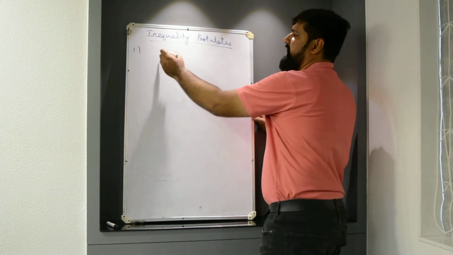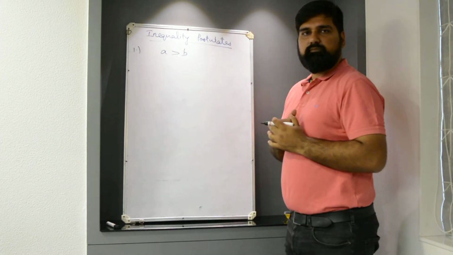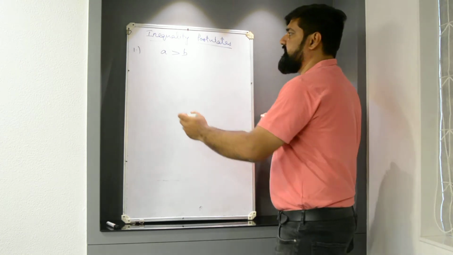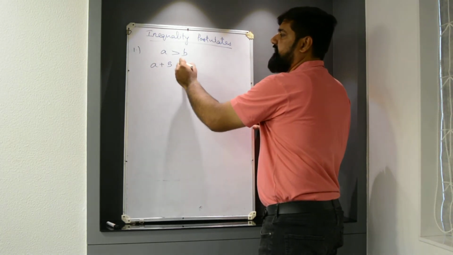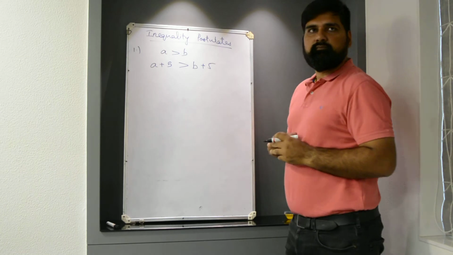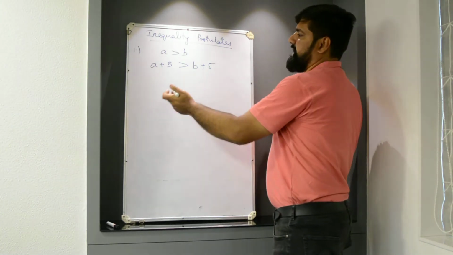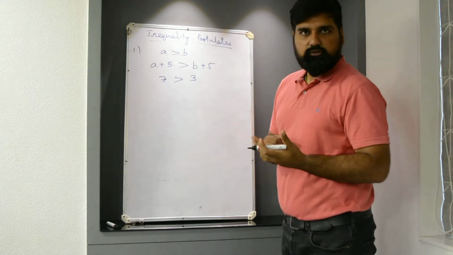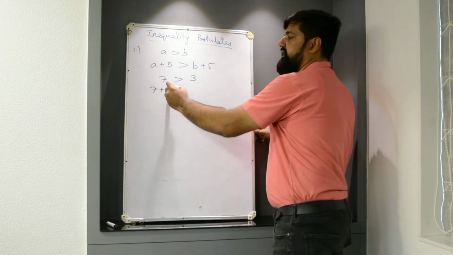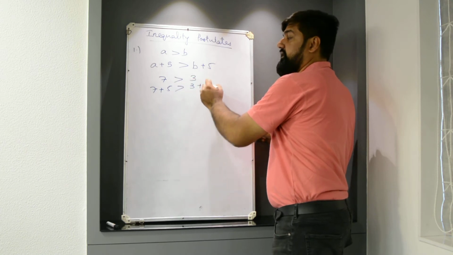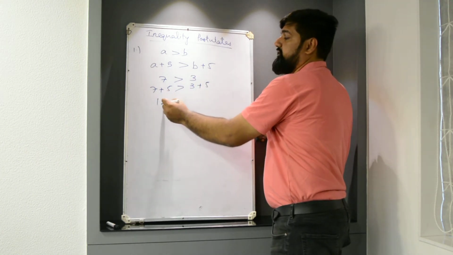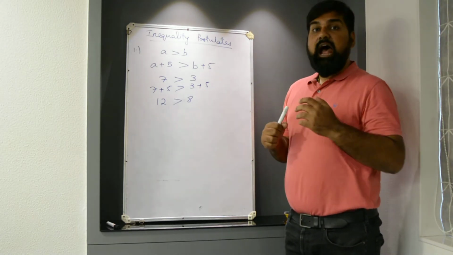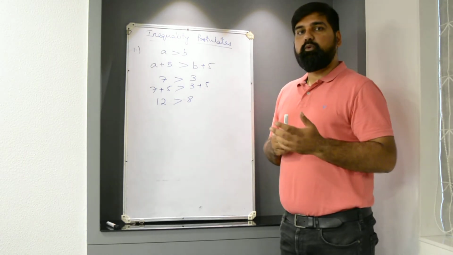Suppose A is greater than B. Now, if I add 5 to both sides, A plus 5 will be greater than B plus 5. You can even check: 7 is greater than 3, yes or no? Then if I add 5 on both sides, adding the same number on both sides, the inequality remains the same. Then 12 is greater than 8. So if I add the same digit, or even subtract the same digit on both sides, the inequality does not change.